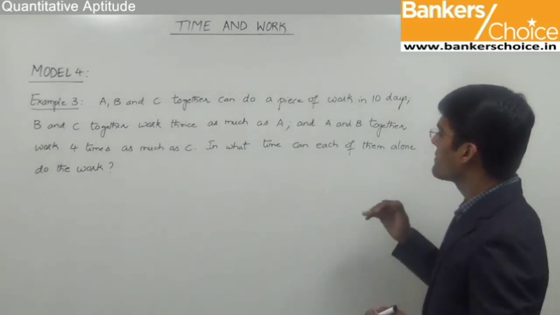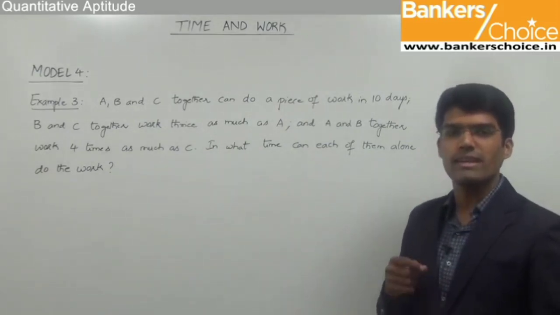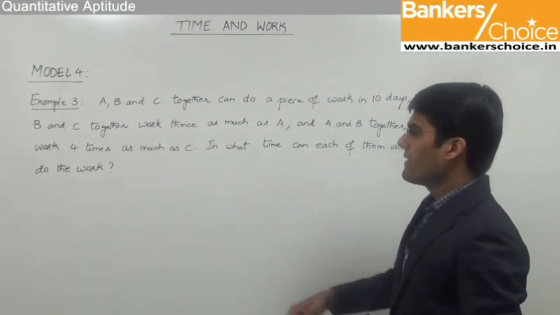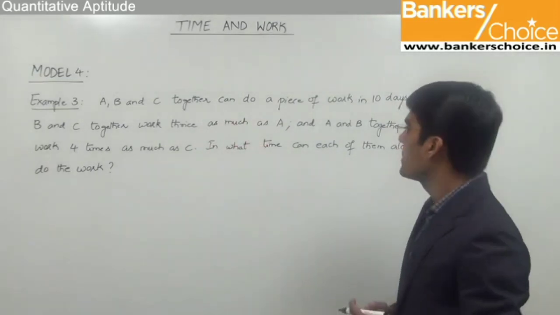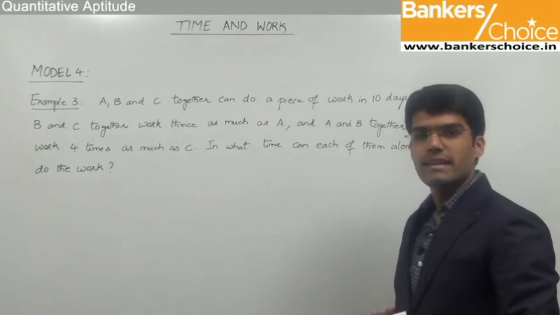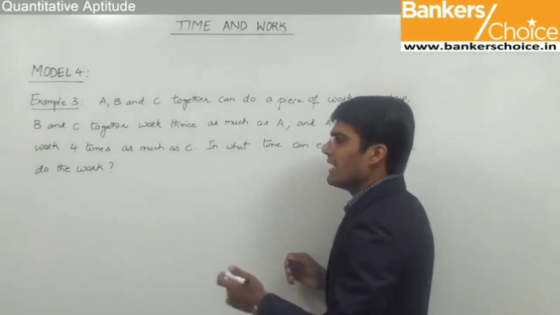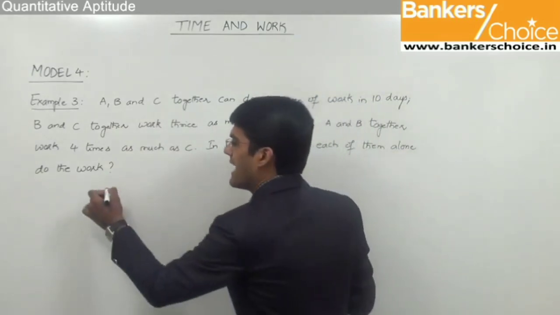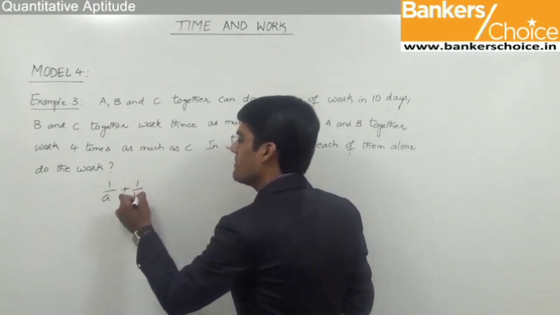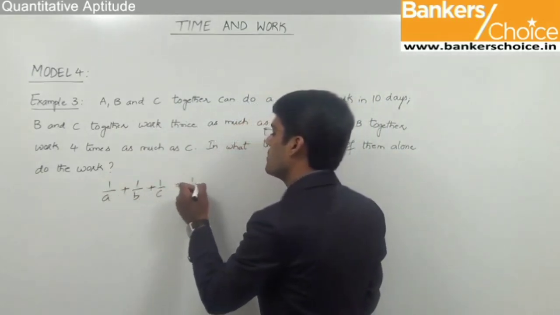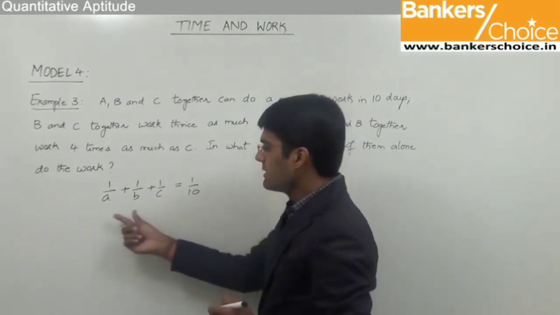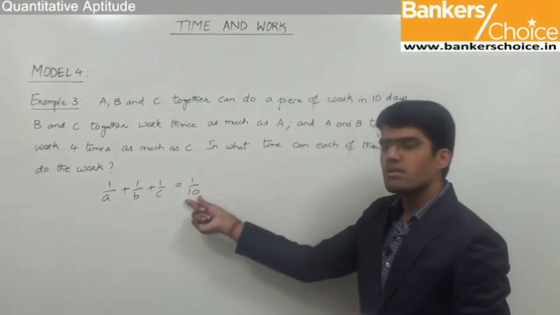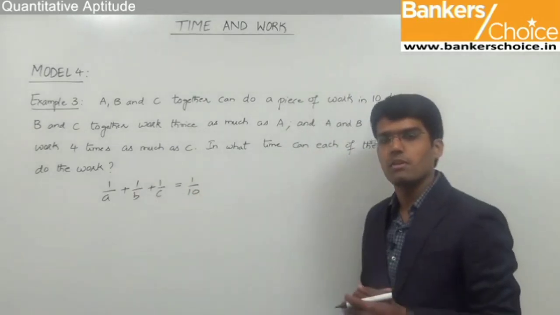So here we are supposed to find out the time required when A alone, B alone and C alone does the same work. The first statement here is A, B and C together can do a piece of work in 10 days. So assuming that A takes A days, B takes B days and C takes C days, we can say that 1/A + 1/B + 1/C should be equal to 1/10. This is nothing but the work done by each one of them in one day, and that is the total work which is done in one day when all three of them work together.